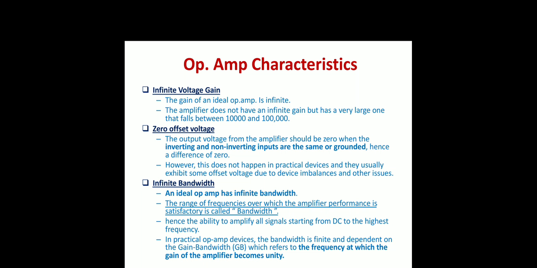Again, infinite bandwidth. An ideal op-amp has infinite bandwidth. Bandwidth is nothing but the range of frequencies over which the amplifier performance is satisfactory. Hence, it has ability to amplify all signals from DC to highest frequency within the range. But practically bandwidth is finite and dependent on gain bandwidth product, that is frequency at which gain of the amplifier becomes unity.